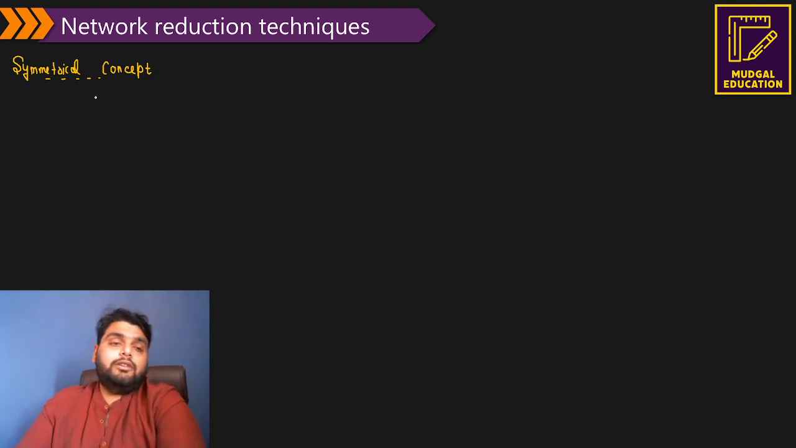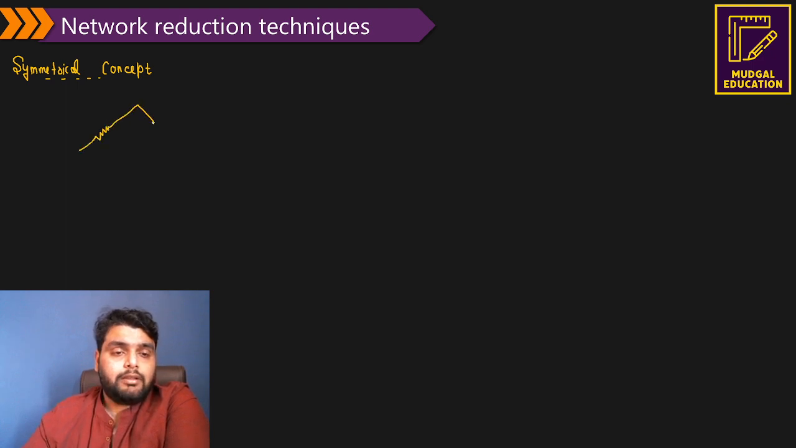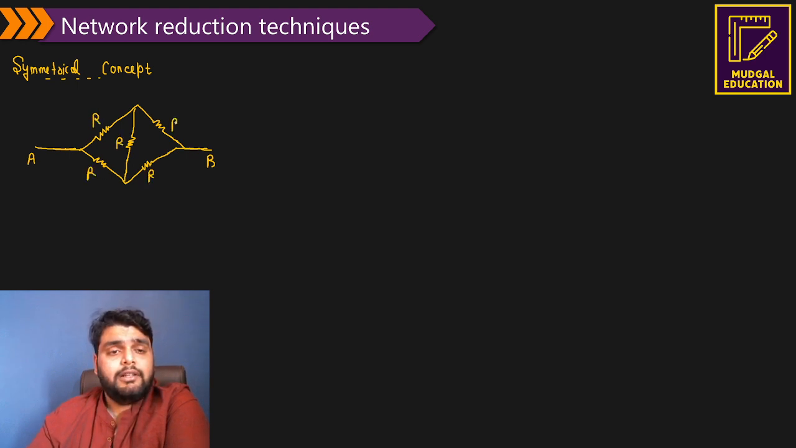So in the symmetrical concept, let me show you one particular diagram. Let's suppose I have this circuit diagram. This is terminal A, this is terminal B, and I also have these resistors: R, R, R, R, R. This is terminal C, this is terminal D.